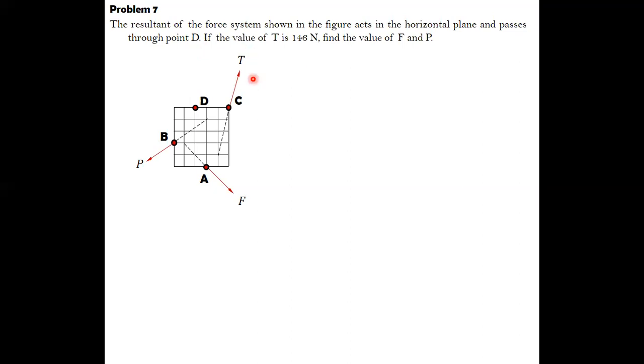If the value of T, which is this, is 146 Newton, we are asked to find the value of F and then the value of P. So in the current figure, the resultant force is not given, only its direction. It is purely horizontal and at the same time passes through point D, which is this point. Okay, so we are asked to find two values here. First is the value of F and then the other is the value of P.